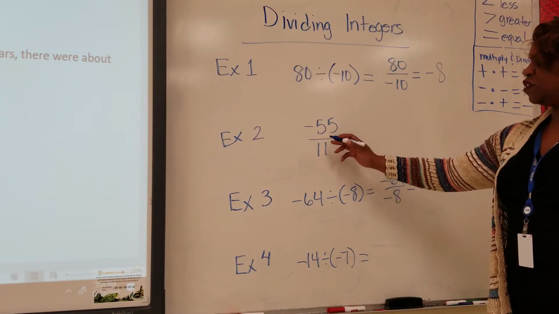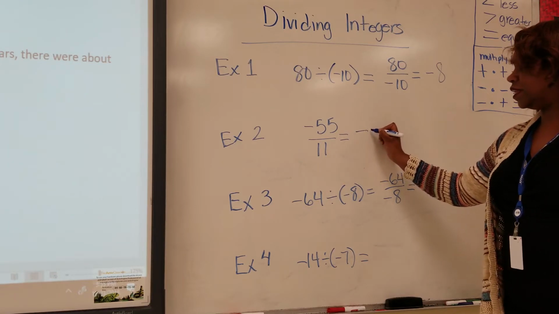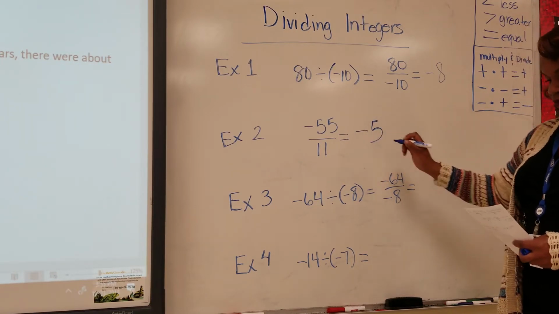Example number 2. Negative 55 divided by positive 11 will give us negative 5.